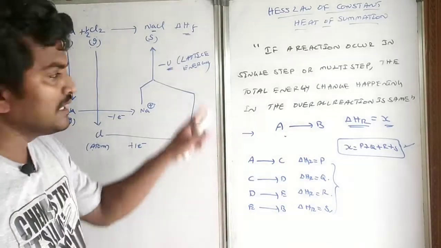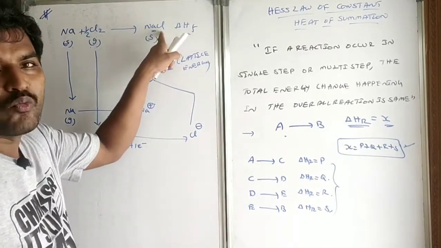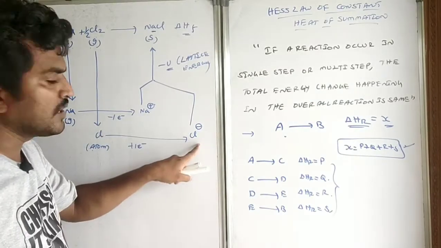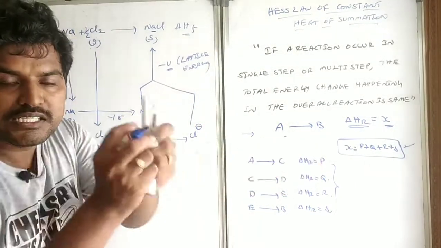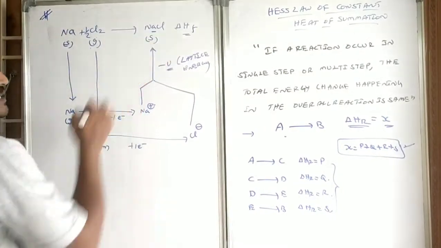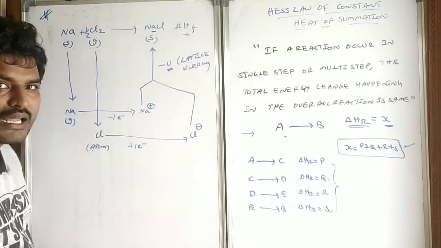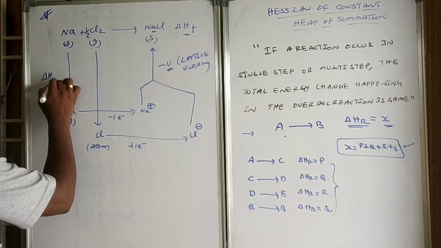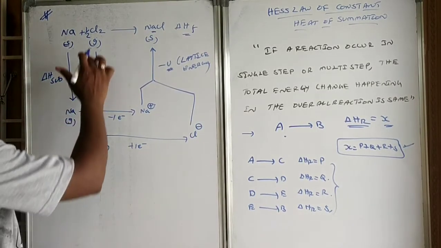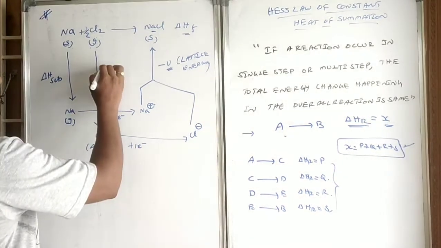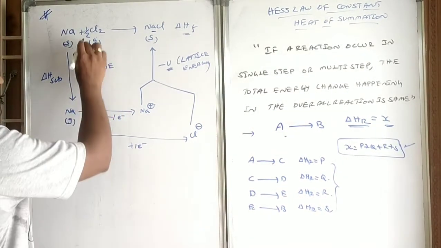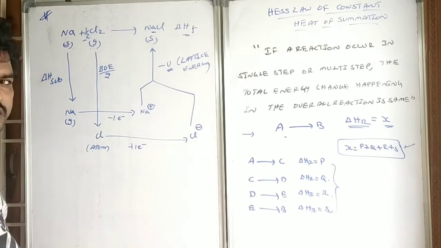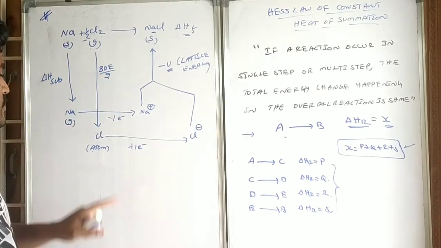Amount of heat liberated during formation of 1 mole of ionic compound from its constituent ions, when they are at infinite distance and they come close and form this compound, is nothing but lattice energy. So see, solid to gas means enthalpy of sublimation. Gas to atom means bond dissociation energy. Here 1 mole is there means bond dissociation energy; half mole is there means bond dissociation energy by 2.